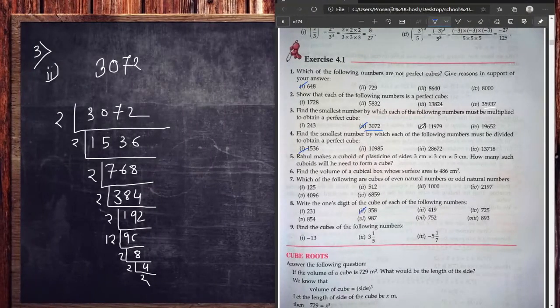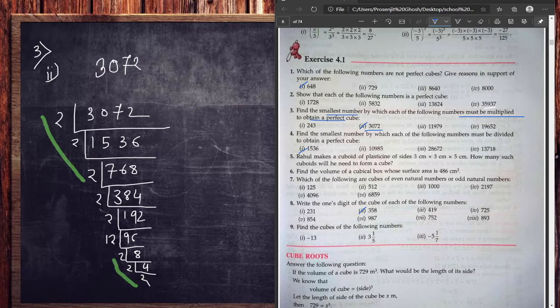Alright, so in the next part 3072 is given. What do you have to do? You have to find the smallest number by which each of the following numbers has to be multiplied to obtain a perfect cube. Already I did it over here. Now we have to check whether they are giving a perfect cube or not. That means we have to find 3 same numbers together. So these 3 are making a cube, and these 3 are making a cube.